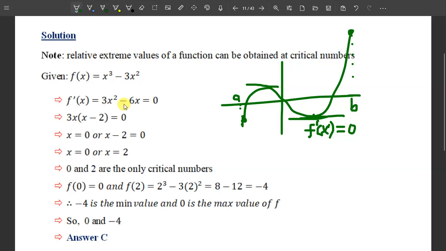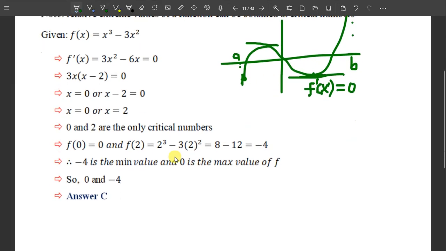Therefore, here, then common out 3x. 3x is common for both 6x and the 3x squared. Then common out 3x. What is left is x minus 2. Then this is equal to 0. Either 3x is equal to 0 or x minus 2 is equal to 0. Then from this one we have x is equal to 0 or x is equal to 2. These two numbers, 0 and 2, are the only critical numbers that we have got on this function.